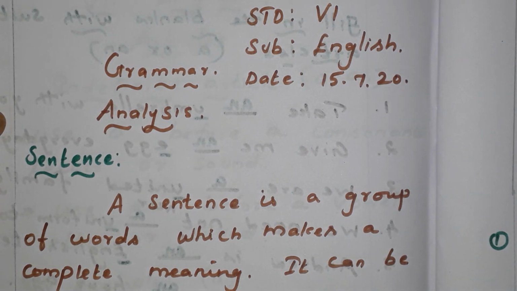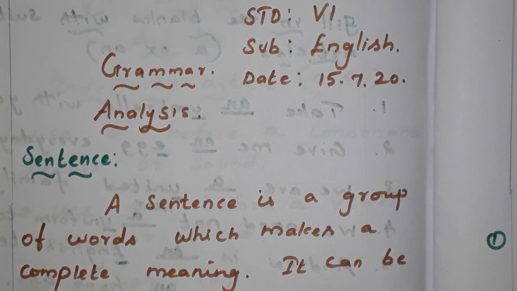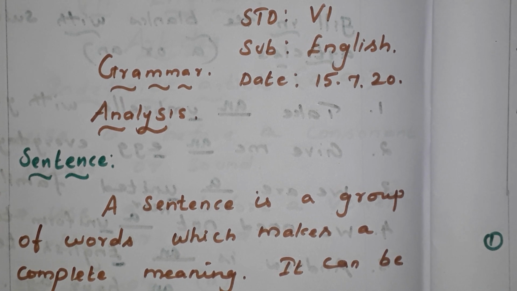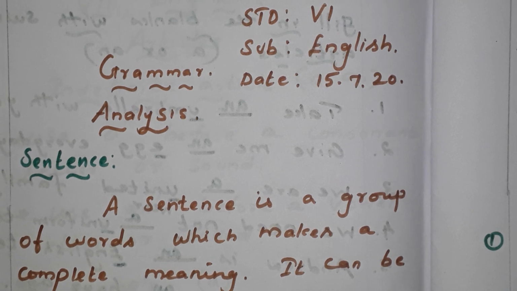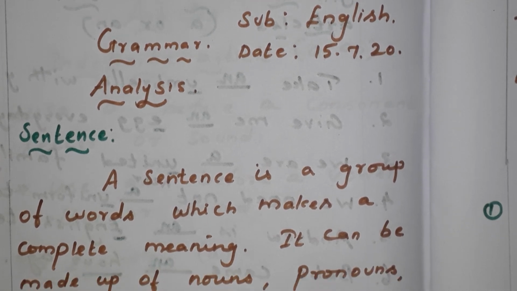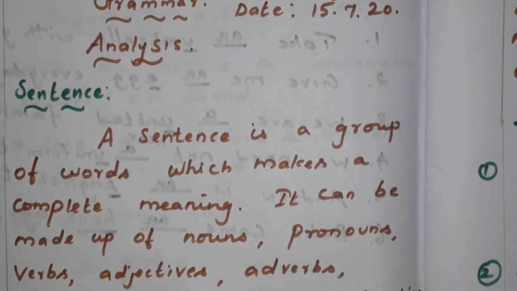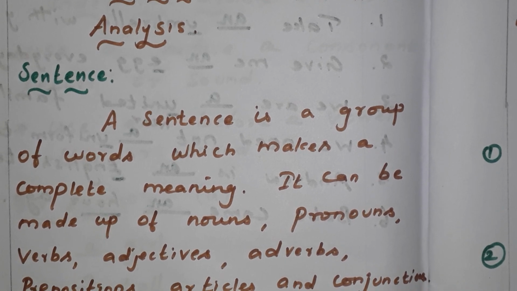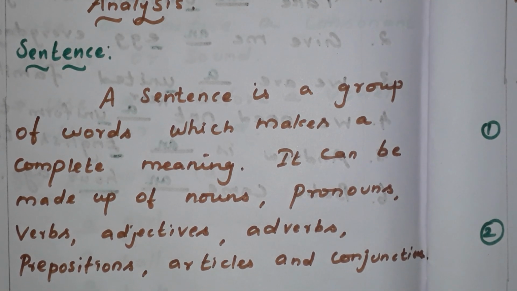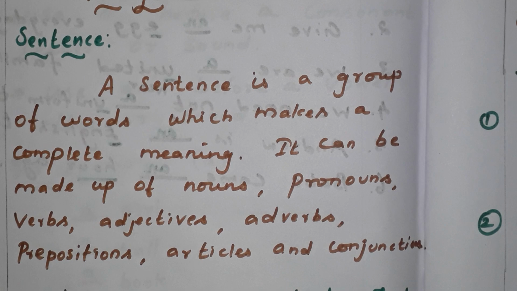Okay children, this class we are going to learn the next grammar topic, analysis. First one, sentence. A sentence is a group of words which makes a complete meaning. It can be made up of nouns, pronouns, verbs, adjectives, adverbs, prepositions, articles and conjunctions.